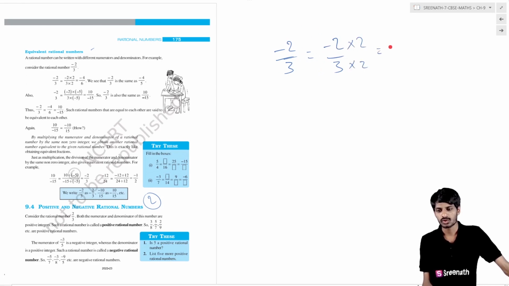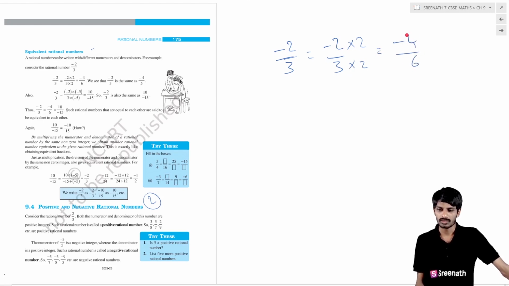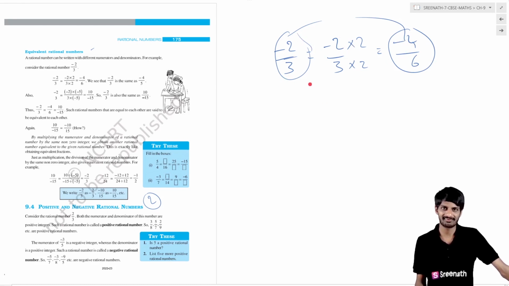So 2 into 2. So what is the answer? That is minus 4 by 6. So this rational number is equal to this rational number. So basically here numerator and denominator are different, but both these rational numbers are equal.